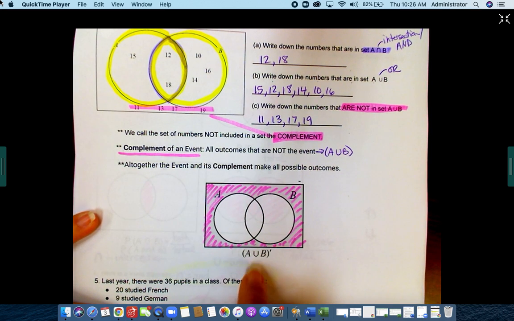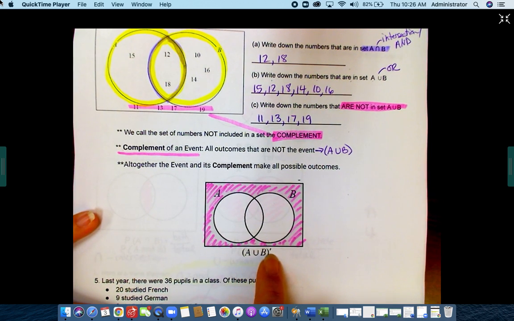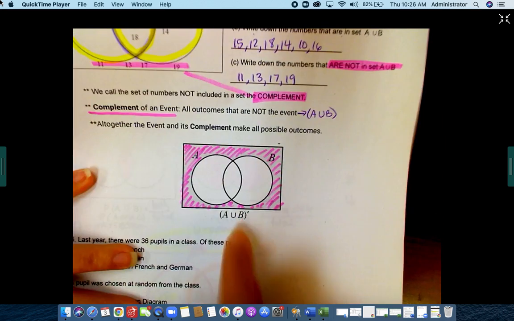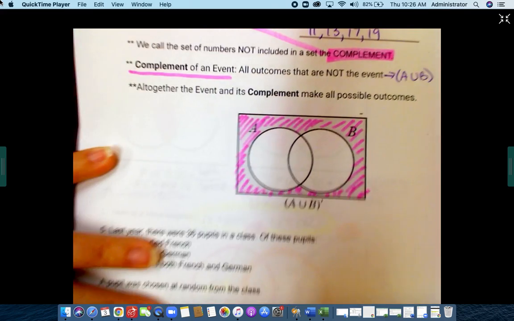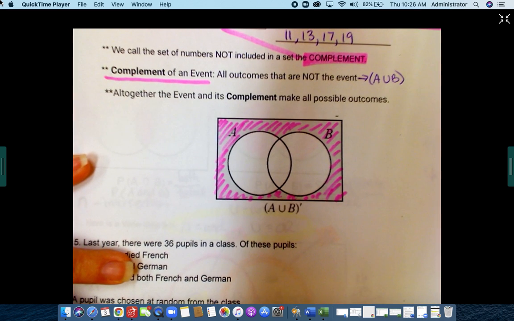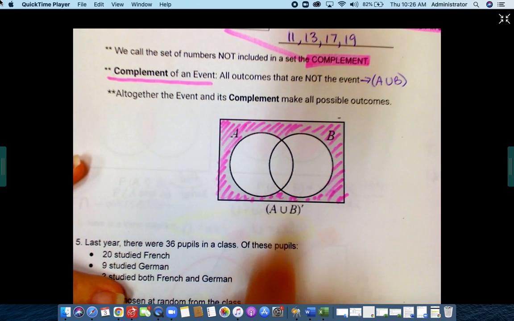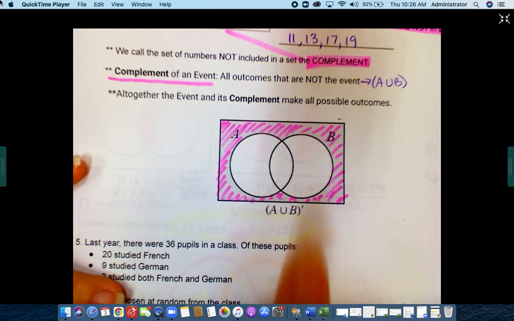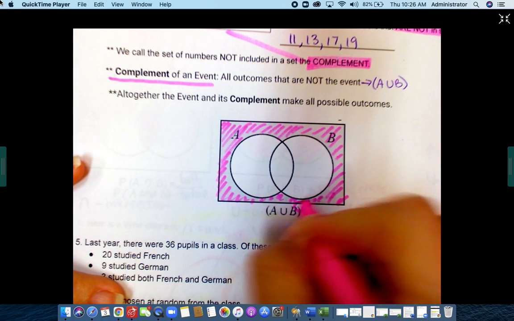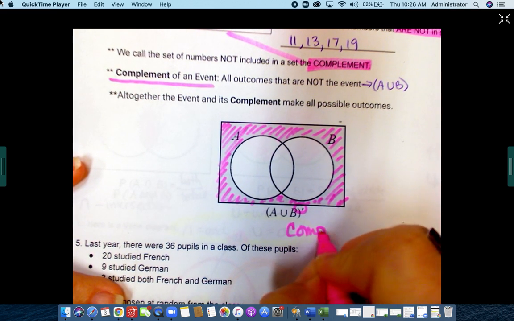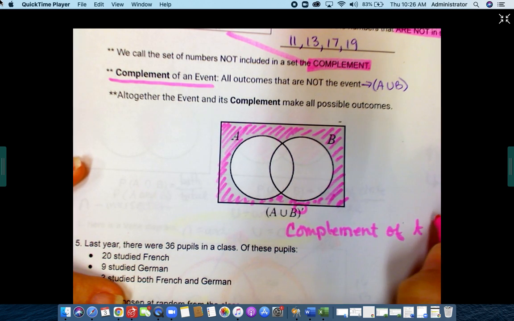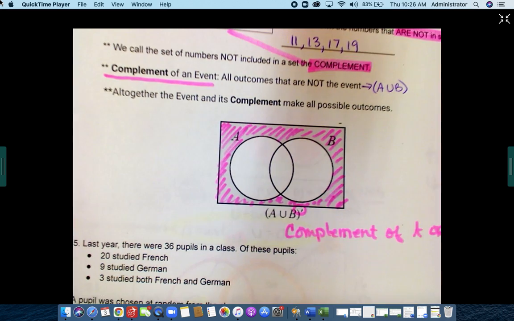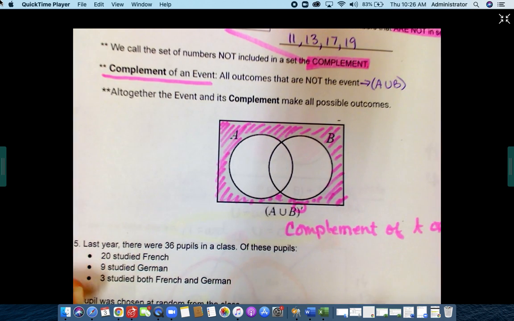But I want you to notice a symbol. Do you see this symbol? Look right here outside of the A or B. It looks like a little apostrophe. You might have seen it before with maybe prime notation. But this symbol in probability, if you see this symbol here, it means the complement of A or B. The complement of A or B. In other words, everything outside of the circles.